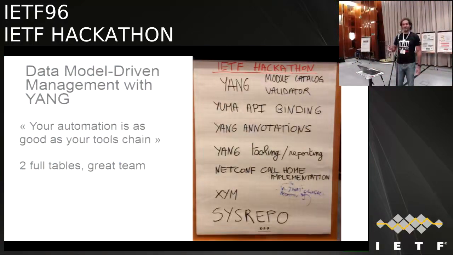From there, we have tools to generate code. We have tools to generate the CLI. We have code to generate the documentation. So we've been focusing on tooling. It's not the best great idea you will discover here, but somehow the tool chain is very important. Your automation is as good as your tool chain. That's what we've been focusing on, and 2 full tables there.